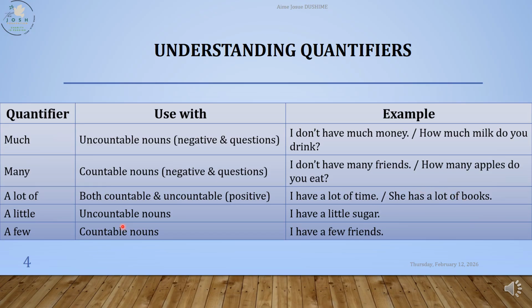A little is used with uncountable nouns. Like I have a little sugar. For countable nouns, we use a few. Like I have a few friends.